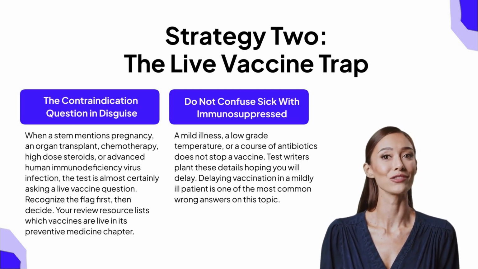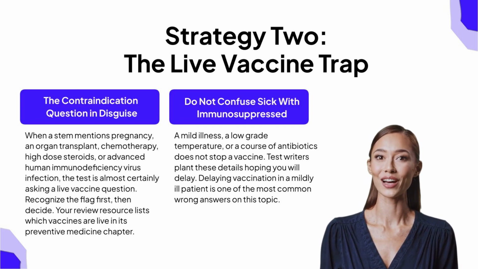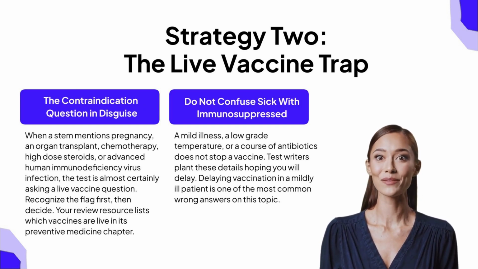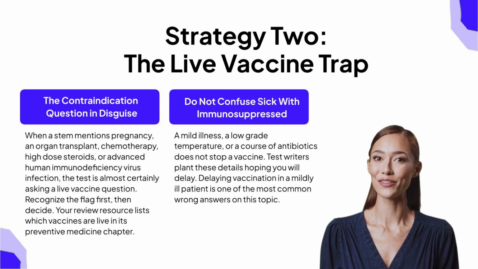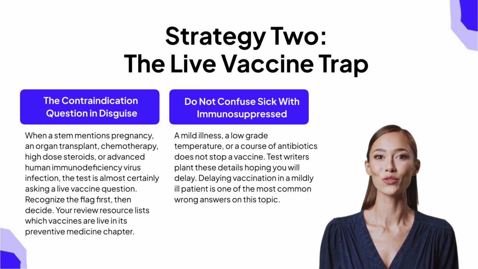Strategy 2 is the live vaccine trap, the highest yield pattern in this subject. First, recognize the contraindication question in disguise. When a stem mentions pregnancy, an organ transplant, chemotherapy, high-dose steroids, or advanced human immunodeficiency virus infection, the test is asking a live vaccine question, even though it never says so. Spot the flag first, then decide. Your review resource lists which vaccines are live in its preventive medicine chapter, and that shortlist is worth memorizing cold.